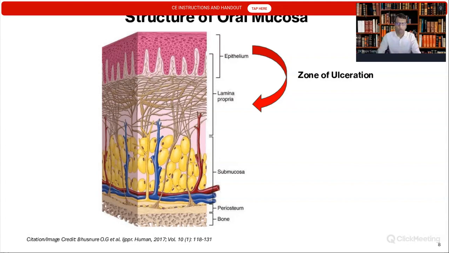So when we look towards the structural layers of oral mucosa, a mouth ulcer is damaged oral epithelium and its underlying layer, the lamina propria. This is the zone of ulceration. So when an aphthous ulcer occurs, these are the two layers of the oral mucosa that mostly get affected and ulcerated. That's why we call it a zone of ulceration.